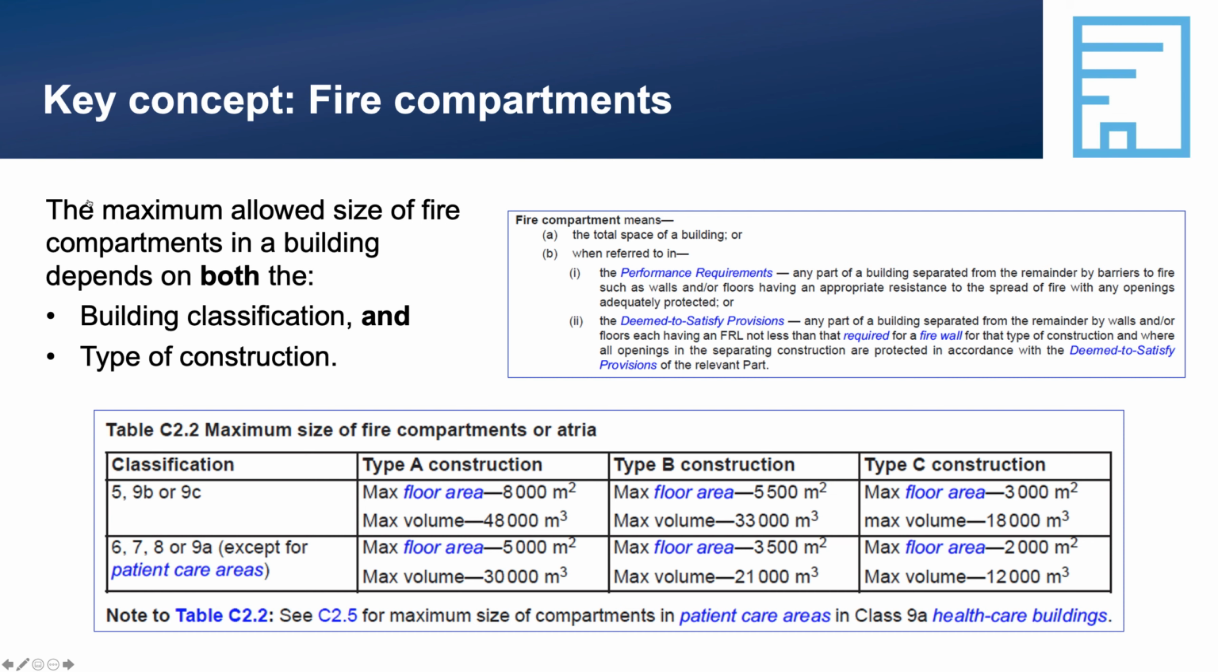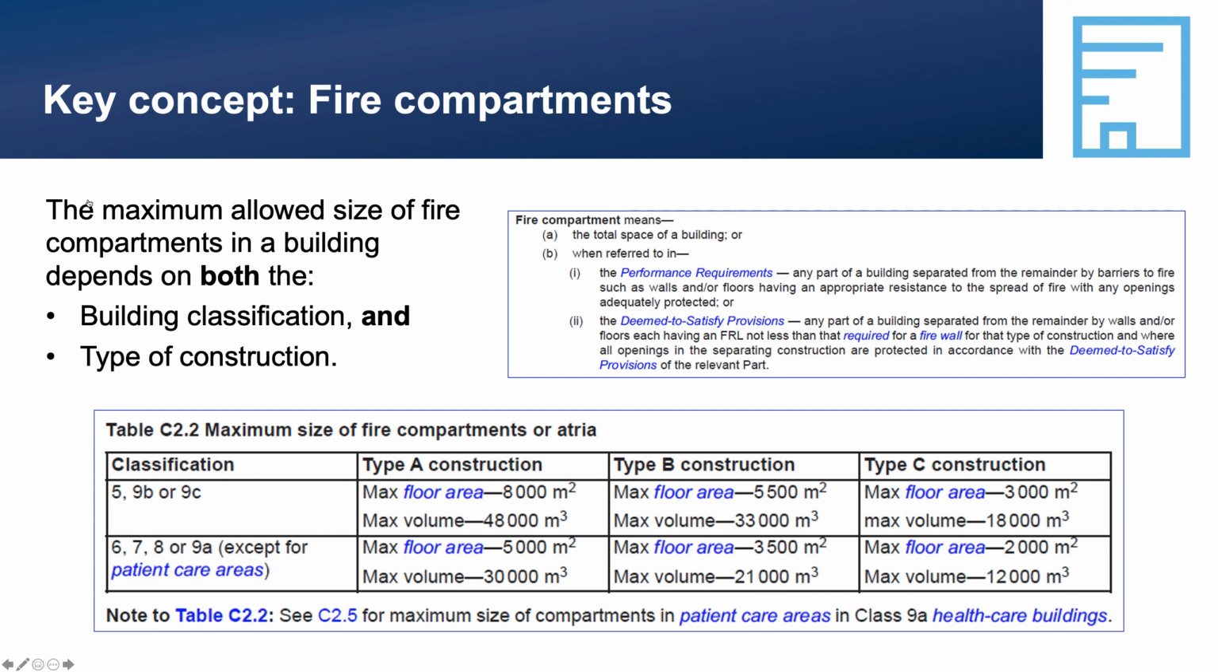The requirements in Table C 2.2 are DTS provisions, and a designer or builder always has the option of developing a performance solution to meet the performance requirements. Alternatively, a designer or builder can choose to use different types of construction, which would change the requirements for fire compartmentation. For example, a building may only be required to be built using Type C construction.